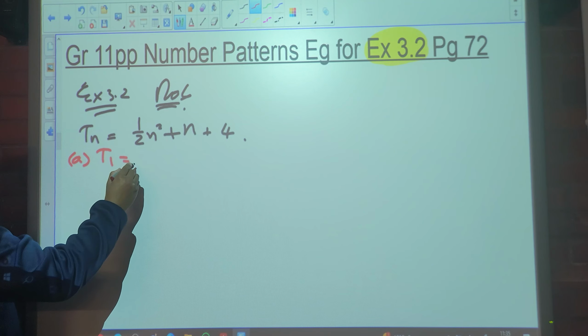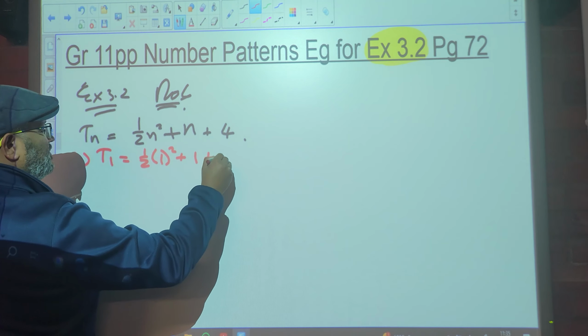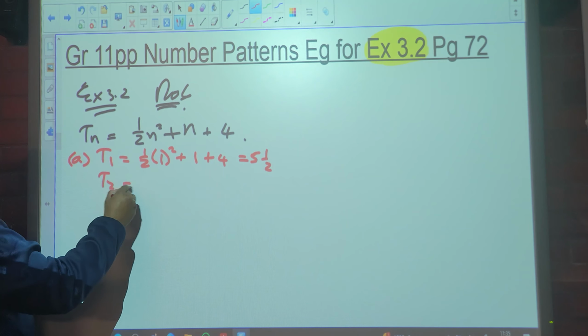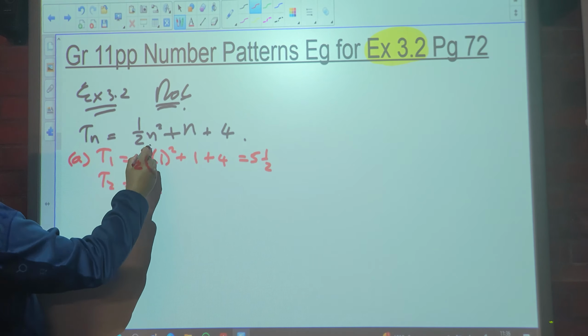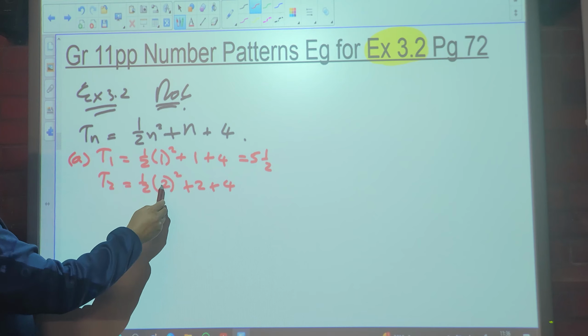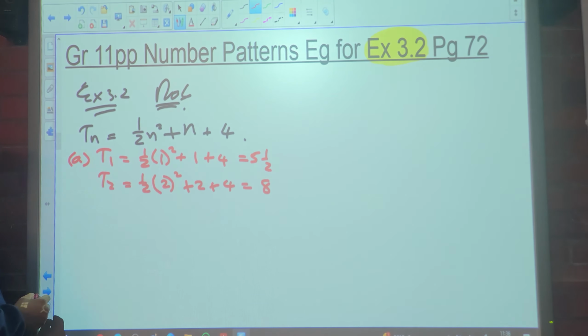So I start with T1. It's going to be a half times 1 squared plus 1 plus 4, which is 5.5. You all agree with that? Term 2. It's going to be half times 2 squared plus 2 plus 4. That's going to give you 2 plus 2 plus 4, which is 8. Is that correct? Yes, sir.